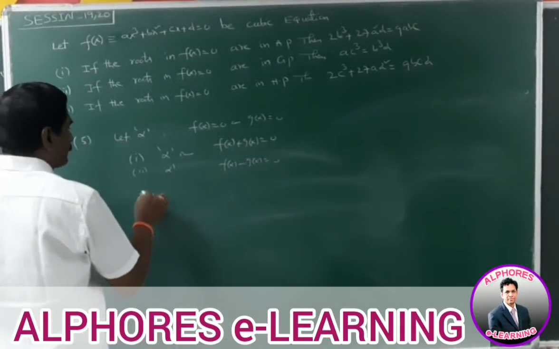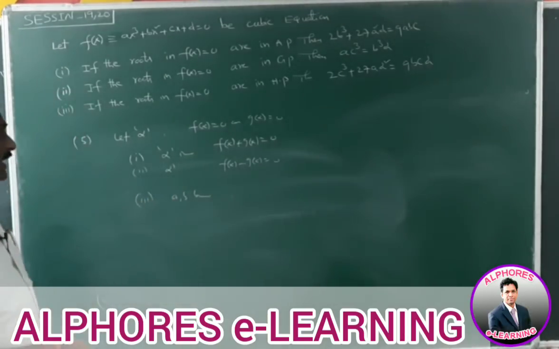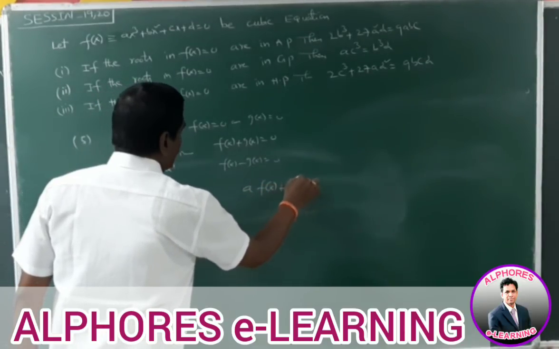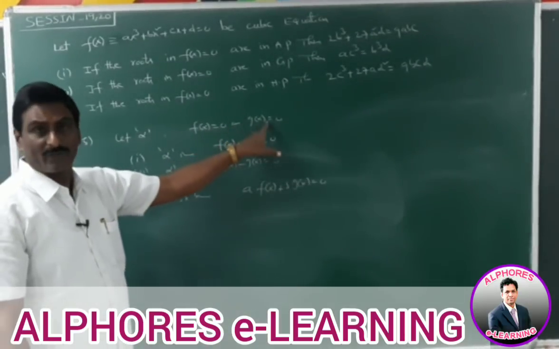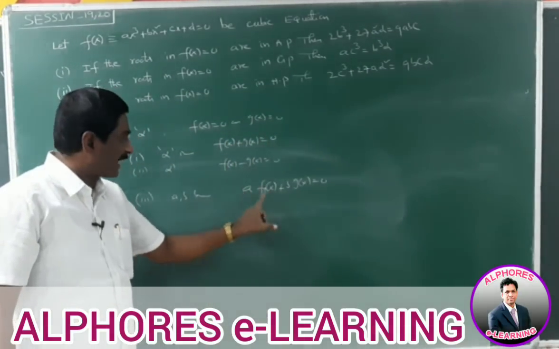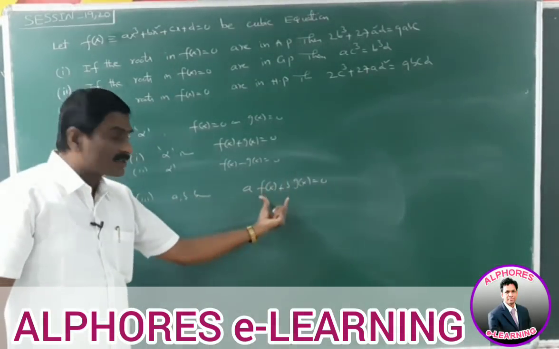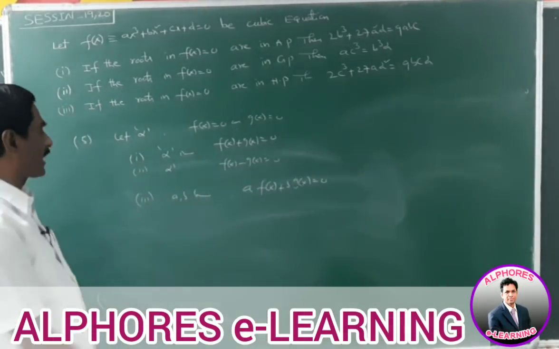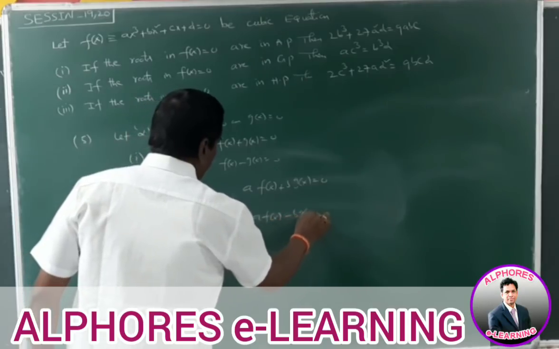Next, third one, a, b any real numbers, then alpha satisfies a into f of x plus b into g of x is equal to 0. Here also f of alpha is 0, g of alpha is 0. By substituting alpha in this equation, a into f of alpha, that means a into 0, 0, b into 0, 0, 0 is equal to 0. It is true. It also satisfies alpha. That means alpha is one of the roots of this equation. Similarly, alpha is also a root of a into f of x minus b into g of x is equal to 0.